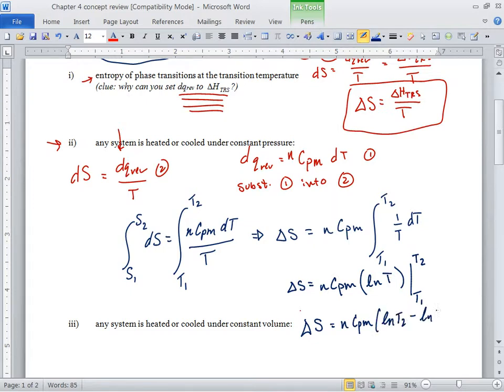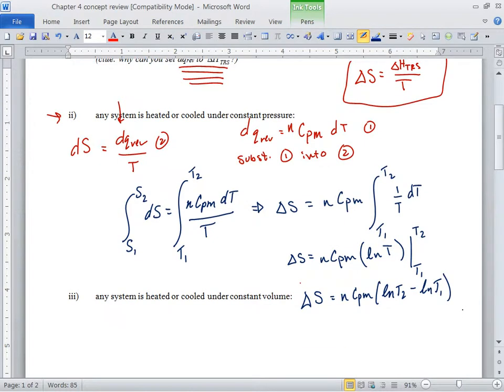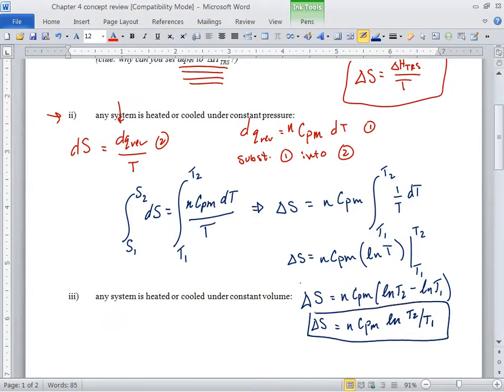Someone else, Alyssa, has to remember it. You can do like the ln of T2 over T1. That's it. There's my relationship. For any system heated or cooled under constant pressure, you can find the entropy for that change involving a gas.